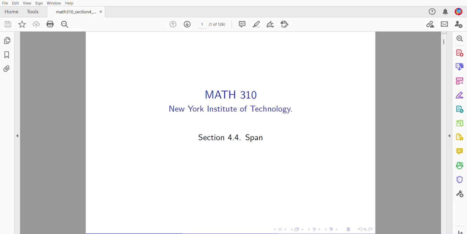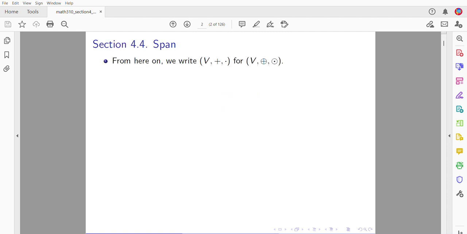Welcome back. Section 4.4, span. From here on we'll write simply plus and dot instead of circle-plus and circle-dot, keeping in mind this plus is not the same as standard plus, it is vector addition. This dot is not necessarily the standard multiplication, it is scalar multiplication.